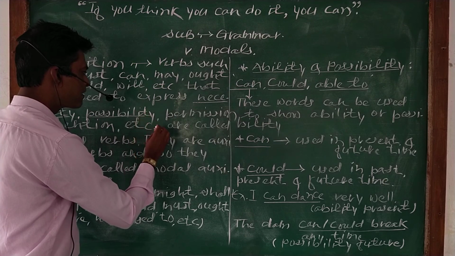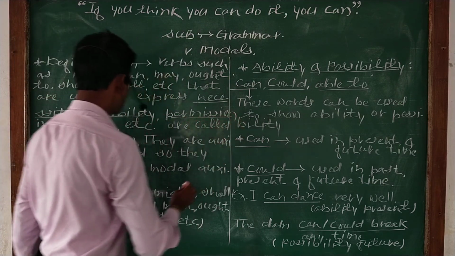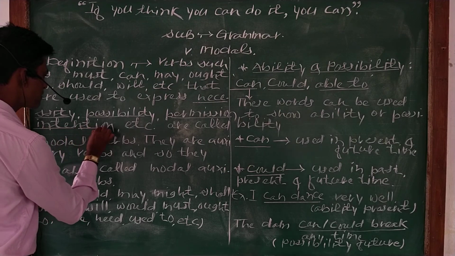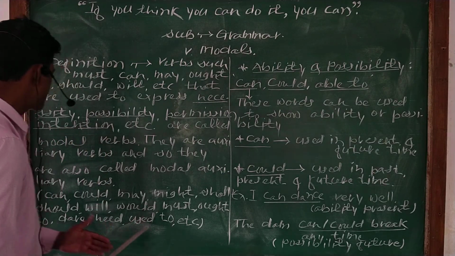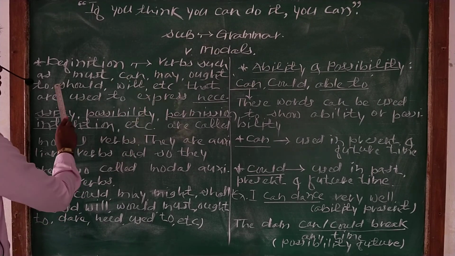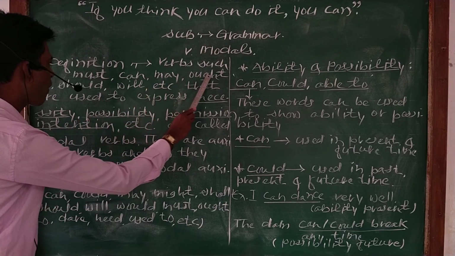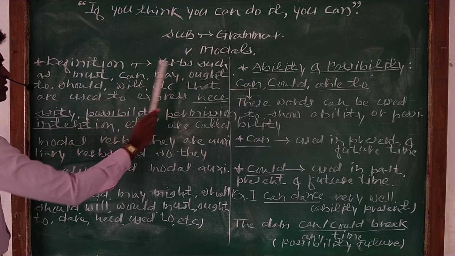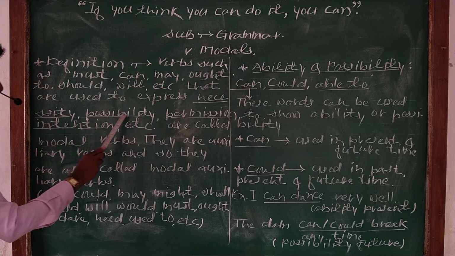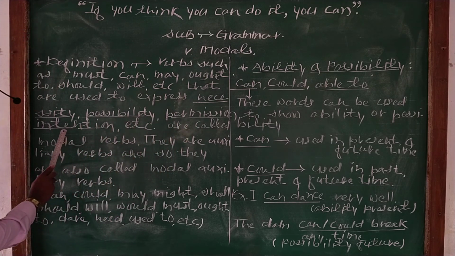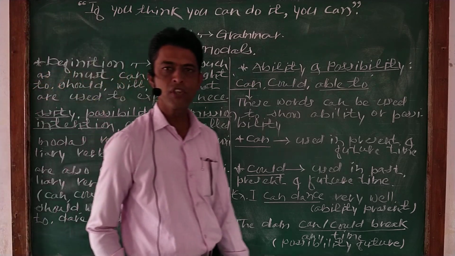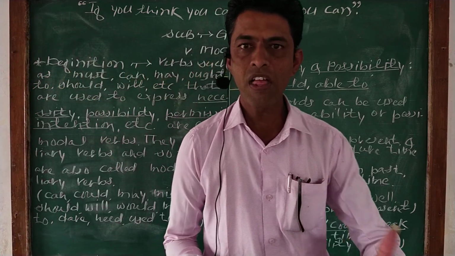Possibility, permission, and intention are called modal verbs. In short, the verbs such as must, can, may, ought to, should, will, etc. that are used to express necessity, possibility, permission, intention, etc. are called modal verbs, which are given there in your textbook.